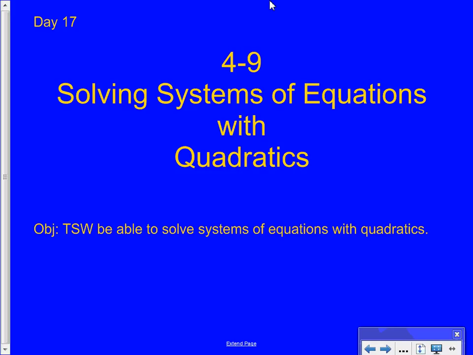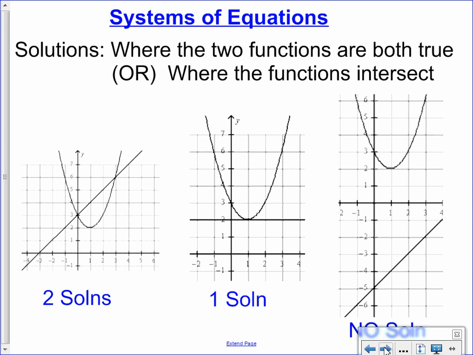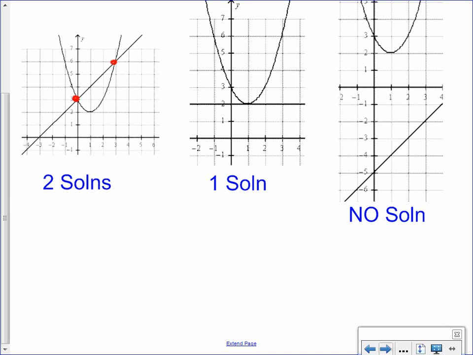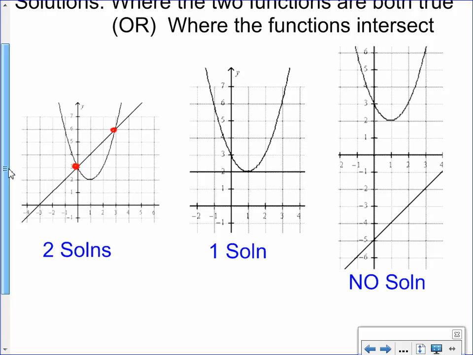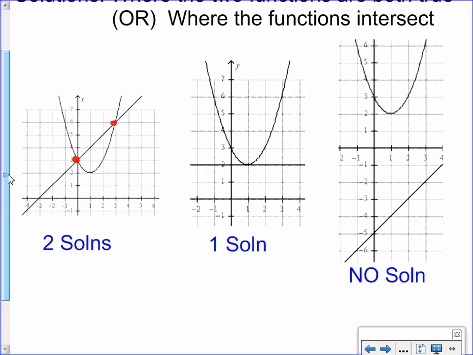What a solution to a system looks like. The solution to a system, so a system is like two shapes, right? The solution to two shapes are where they have the same points, aka where their points intersect. So the first one, notice that it intersects in two places, right here and right here. So that first graph has two solutions, right? Because it intersects at two places.